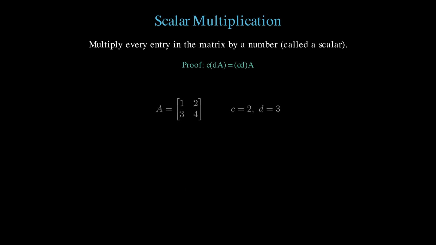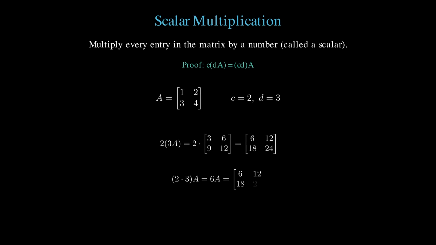Let's prove the associative scalar rule. c times (dA) equals (cd) times A. Let's take c equals 2 and d equals 3. On the left-hand side, we compute dA first, then multiply by c. On the right, we multiply c and d first, then apply it to A. Both sides give the same matrix, proving the associative rule for scalar multiplication.